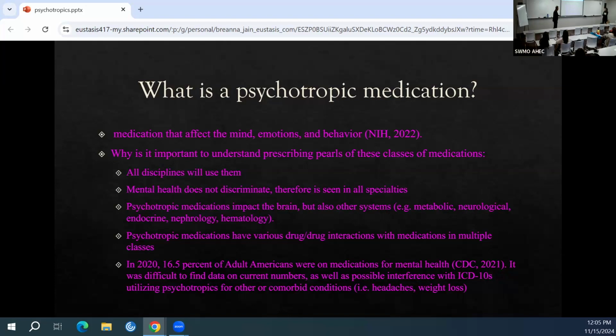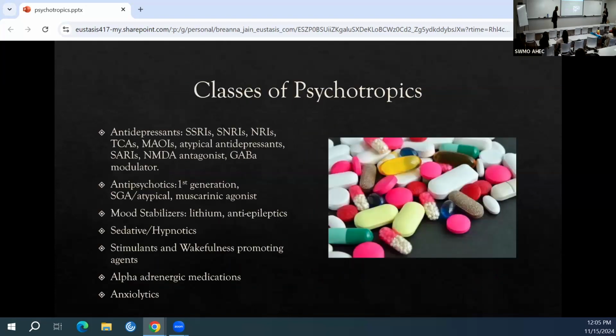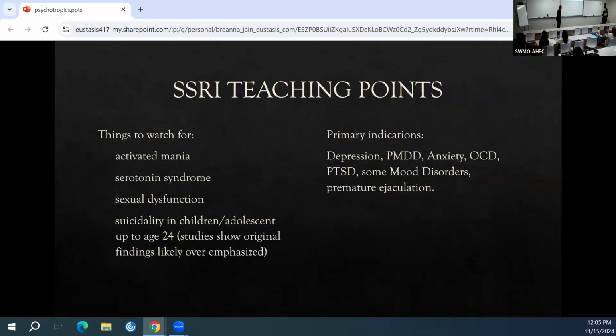Let's start with SSRIs, selective serotonin reuptake inhibitors. I'm not going to go into any of this; I'll just start talking about antidepressants. SSRIs are selective serotonin reuptake inhibitors. They block the reuptake of serotonin.